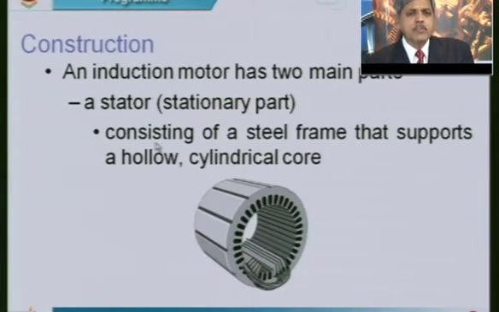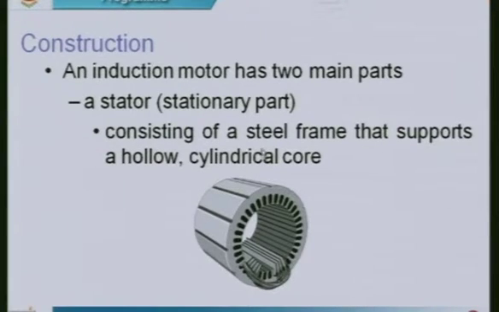Now the construction of the induction motor. There are two main parts: a stationary part, what we call the stator, and the rotor. The stator consists of a steel frame that supports a hollow cylindrical core. You can see the diagram here. We have a hollow cylindrical core, and this is called the stator core. The inner periphery of the stator core is slotted to receive the windings.